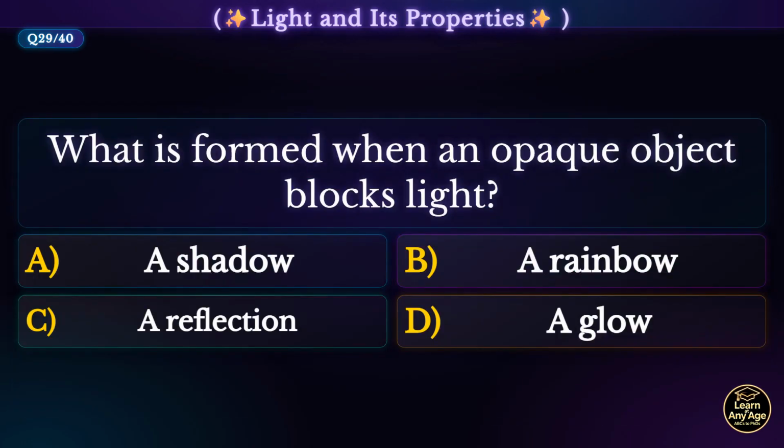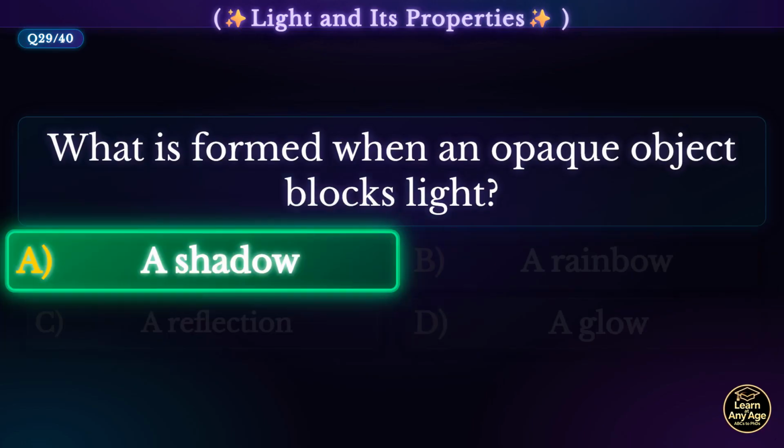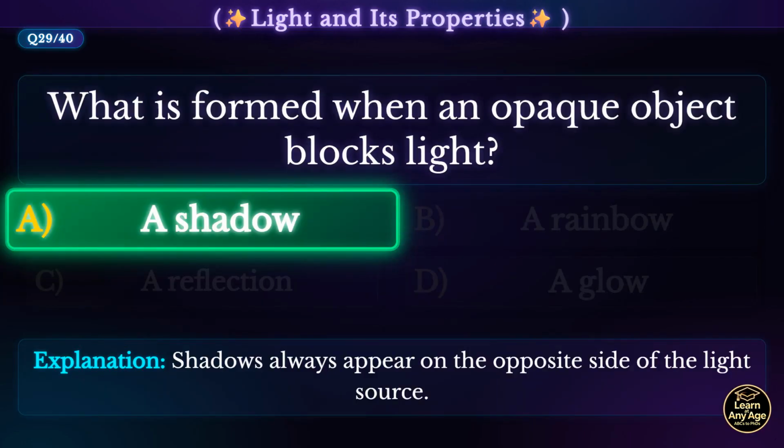What is formed when an opaque object blocks light? A shadow. A rainbow. A reflection. A glow. A shadow. Shadows always appear on the opposite side of the light source.